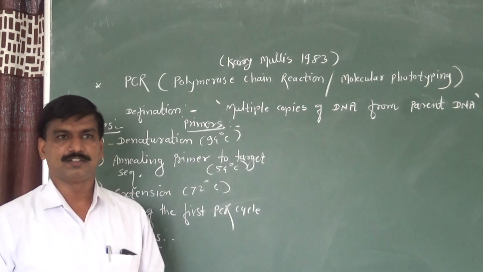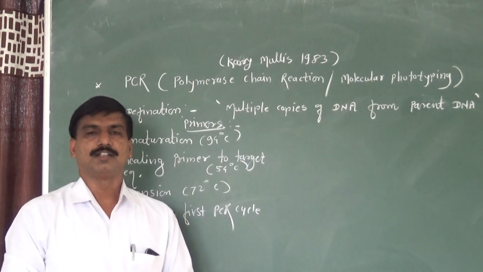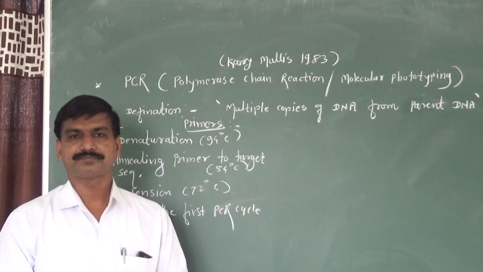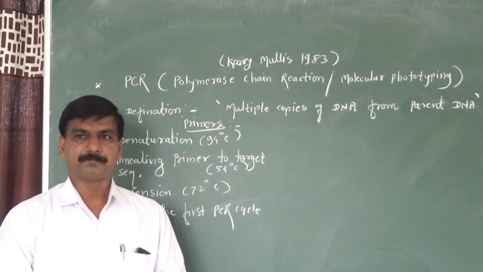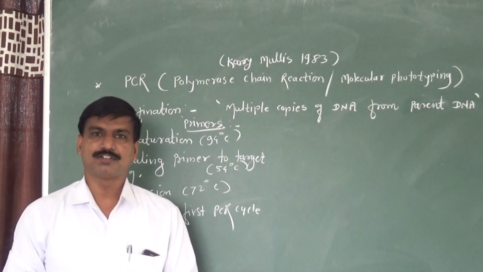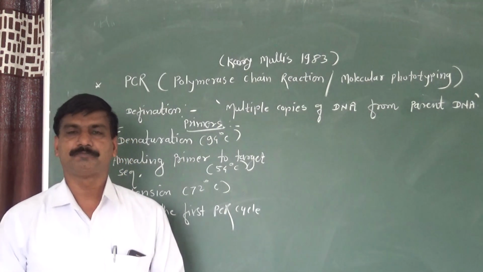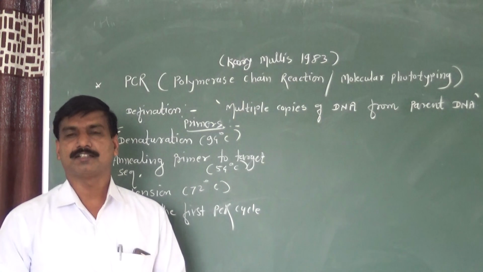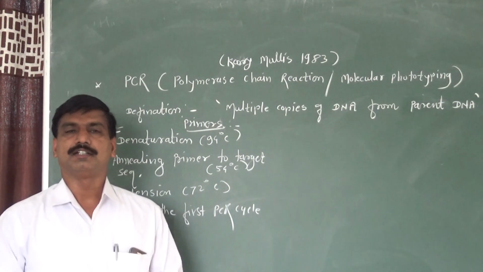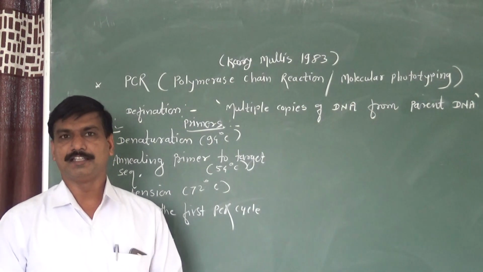We have discussed the topic PCR. First of all, what is meant by PCR? The long form of PCR is polymerase chain reaction, and it is also called molecular photocopying. PCR was discovered by Kary Mullis in 1983. These are the scientists who did experimental study in the PCR machine and developed it, forming different fragments of DNA molecule from old DNA.